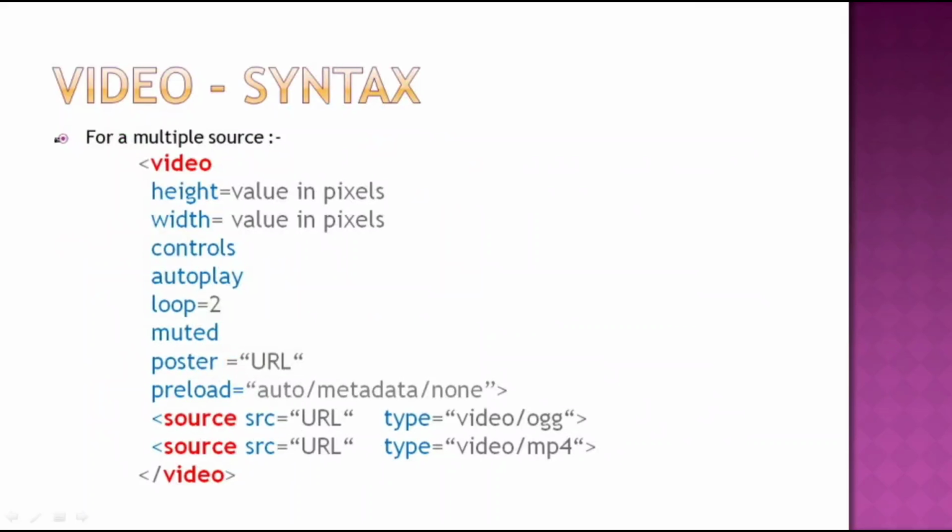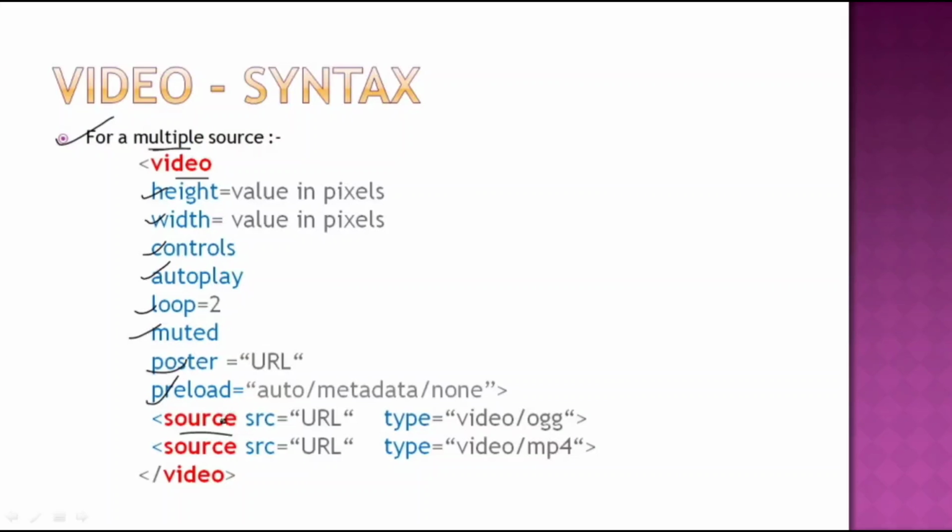The next syntax that we are going to study is for multiple sources. Now why do we require a multiple source syntax? Most of the time the browser will not recognize the video file format and it will not play the video file. In that case, we have to specify multiple sources. When we are specifying multiple sources, we have to make use of two tags, the video tag and the source tags. With the video tag, attributes like height, width, controls, autoplay, loop, muted, poster and preload can be used.